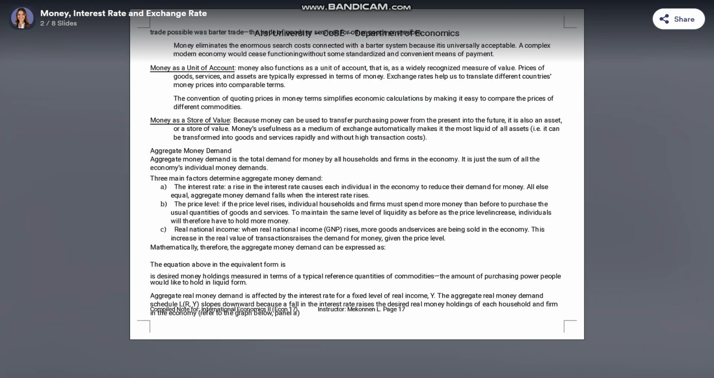Let's talk about why money is so important. First, money acts as a medium of exchange, making buying and selling easier than bartering. Without money, trading goods would be complicated and slow. Money also works as a unit of account, meaning it helps us measure and compare prices easily. Lastly, money serves as a store of value, allowing us to save purchasing power for the future. These roles make money essential for economic activity and help explain why people want to hold it, which influences demand.